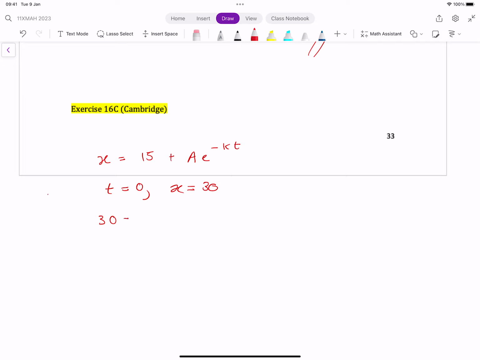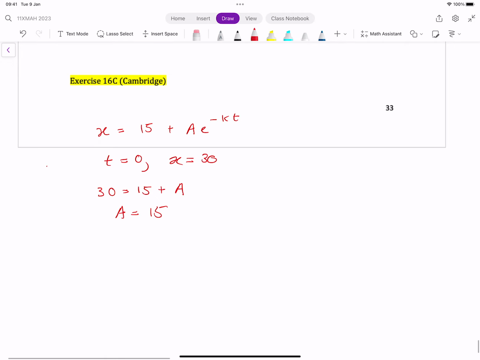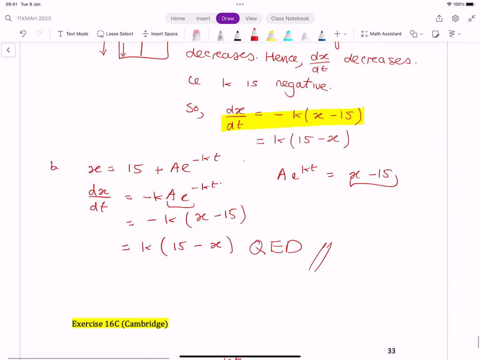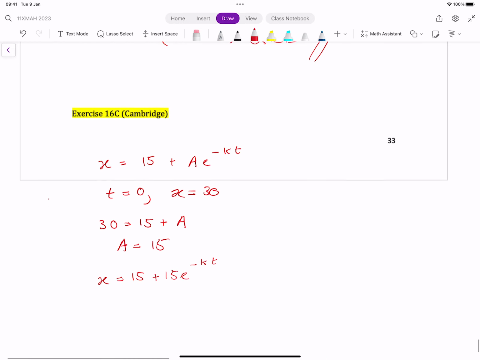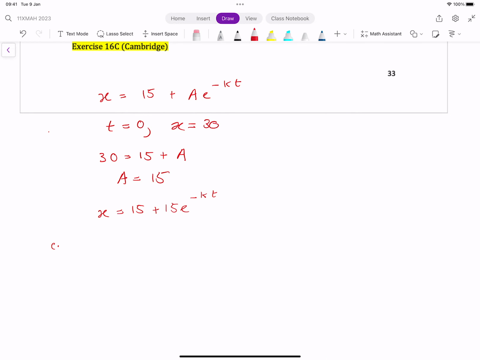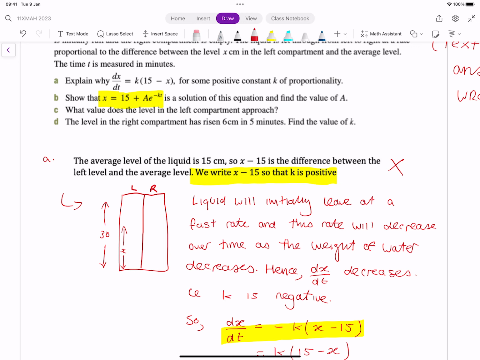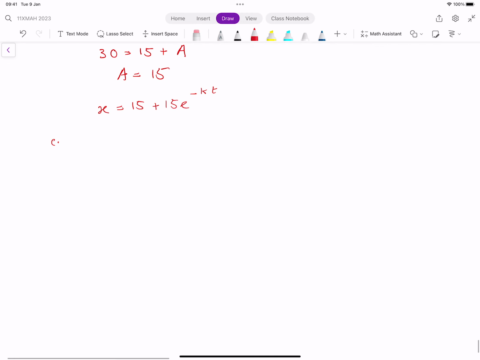So it's going to start at 30. So 30 is equal to 15 plus Ae^0, which is 1, so A is 15, moving the 15 to the other side. So therefore we've got x is equal to 15 plus 15e^(-kt). That's my equation. We're going to use that for part C or D. So part C says, what value does the level of the left compartment approach?